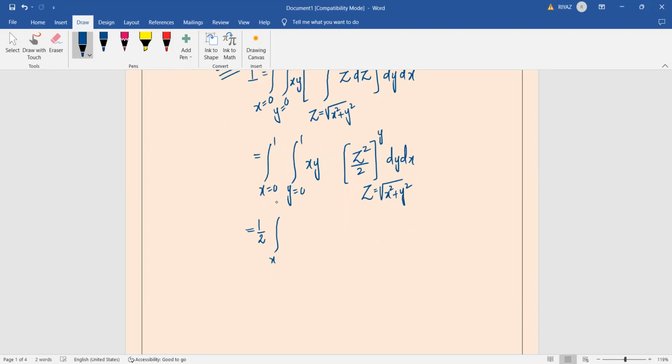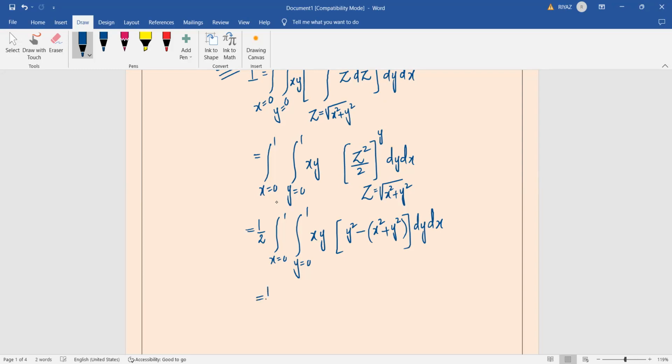x is equal to 0 to 1, y is equal to 0 to 1 again. xy must be there. Now upper limit minus lower limit. Upper limit in place of z, if you put y, it becomes y square. Minus lower limit in place of z, if you put this root value, square and root cancel out. We are getting x square plus y square. Now this bracket closes. This is dy, and this dx must be as it is. Now, this minus, we have to open this bracket along with this minus sign.